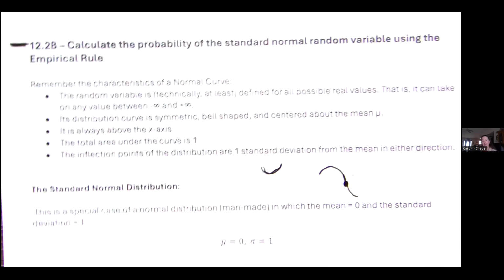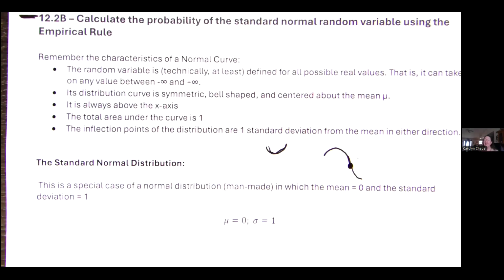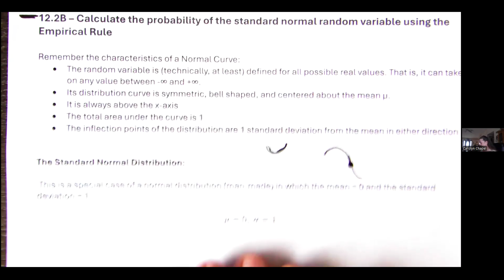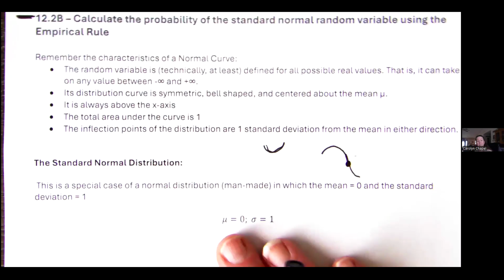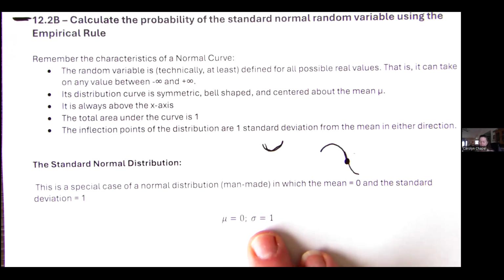But we need to look at what this standard normal is. I say it's man-made because I have not come across anything that is centered at 0, that has a mean of 0 and a standard deviation of 1. So that is our standard normal. It does have a mean of 0, so it's going to be centered around 0, and it has a standard deviation, which is this really nice number 1.